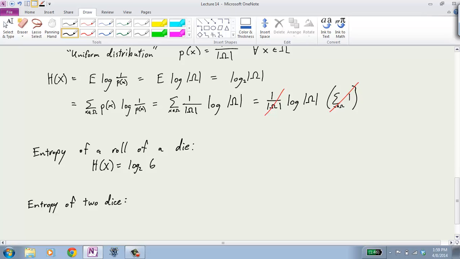Someone have it? What's log base 2 of 6? Around 2. Oh, what did you say? 2.58? Okay. By the way, you all know that Google is a calculator too, right? I see so many calculators out on the desks.